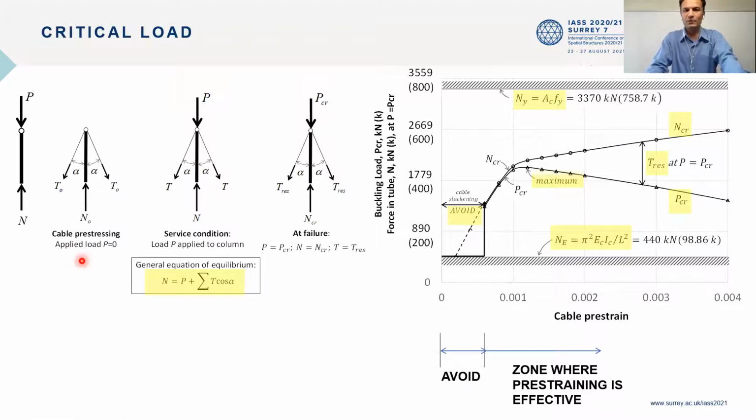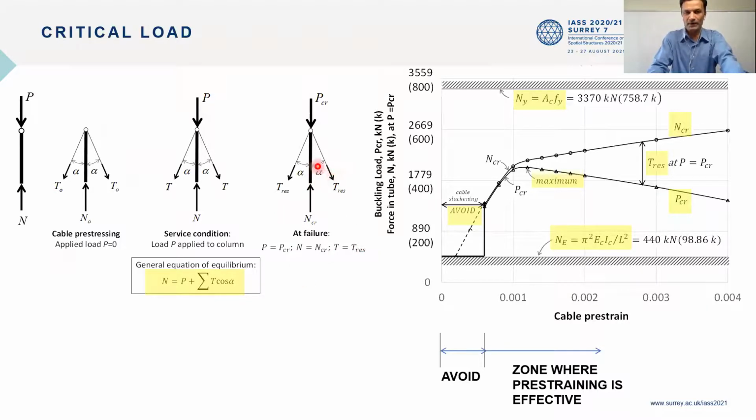Now, 3 stages of loading must be understood for a pre-stressed column. One is when the column is pre-stressed. There's no applied load on the column yet. The second is a service condition, when the column is pre-stressed and the applied load P also acts on the column. And finally, at failure, when P reaches P critical.